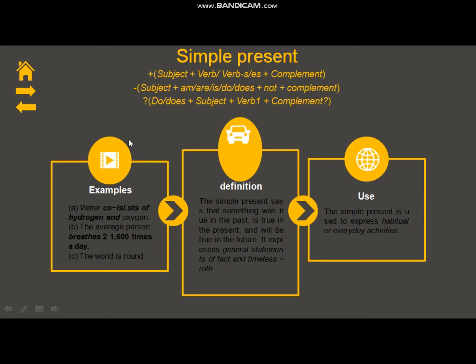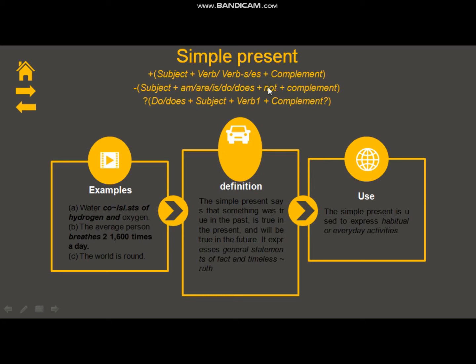Simple present says that something was true in the past, is true in the present, and will be true in the future. It expresses general statements of fixed and timeless truth. The simple present is used to express habitual or everyday activities. This is the formula: subject and verb. If the subject is singular, you can add s or es or ies, plus complement.